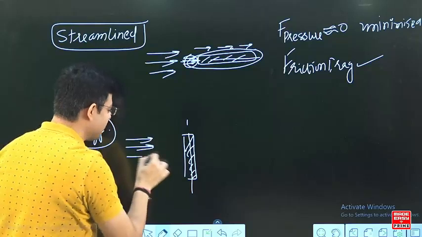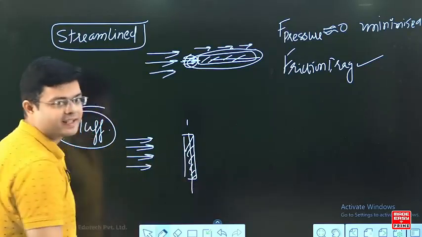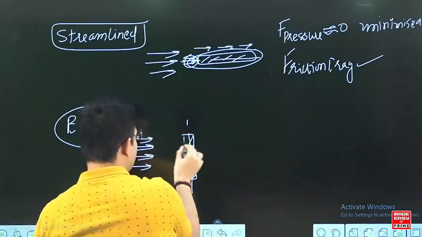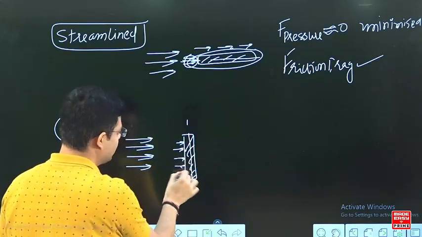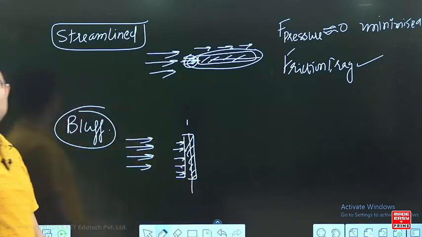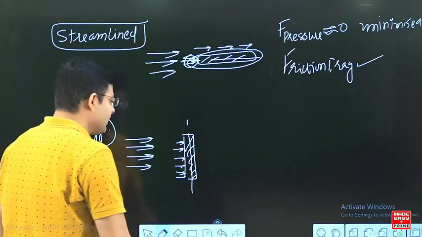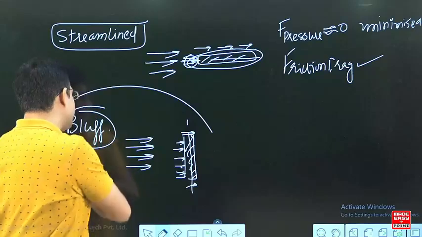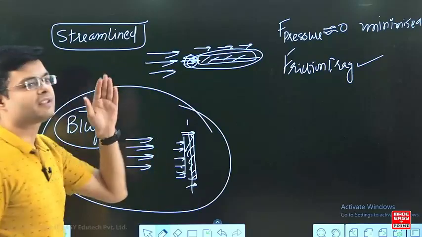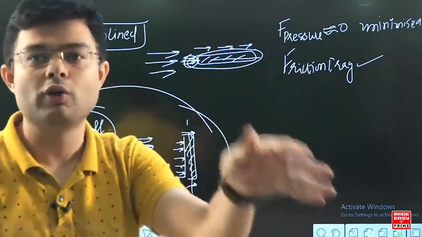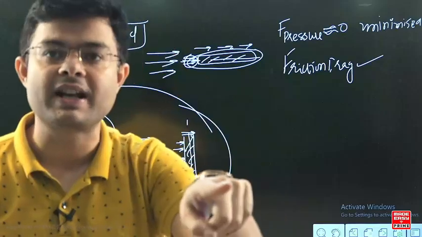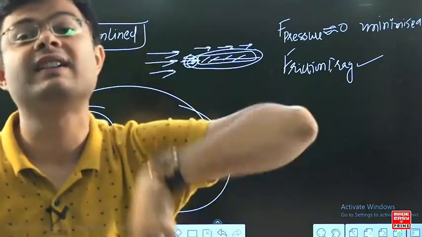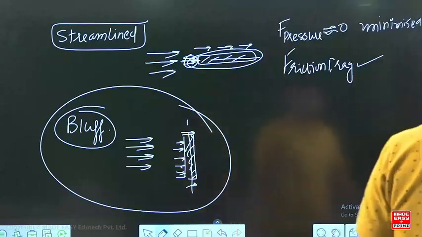This is a complete mayhem. मौत है इधर सीधा. भैया बॉडी को सीधा हेड ऑन कोलाइड करा रहे हो, भयानक प्रेशर ड्रैग क्रिएट होगा. Huge amount of pressure drag will be created. Friction drag will be very, very less. So a bluff body is the one in which the shape or the orientation of the body is in such a manner that the maximum part of the body is perpendicular to the flow, such that the pressure drag is maximized.